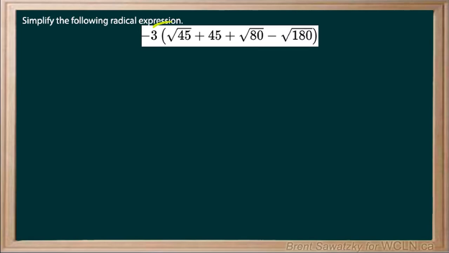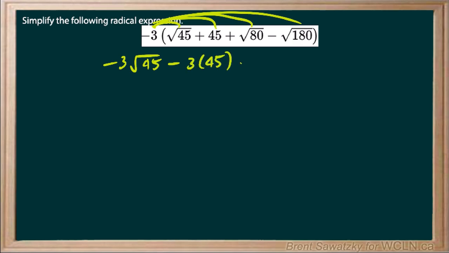Okay, let's begin by distributing this 3 out over all these terms. And so negative 3 root 45 minus 3 times 45 minus 3 root 80. And negative times a negative is a positive 3 and 180.